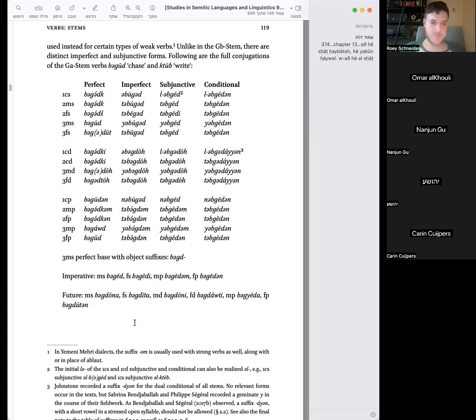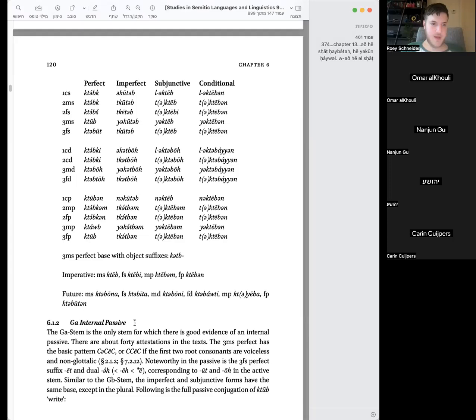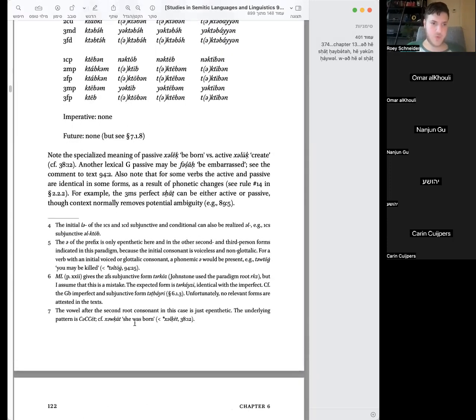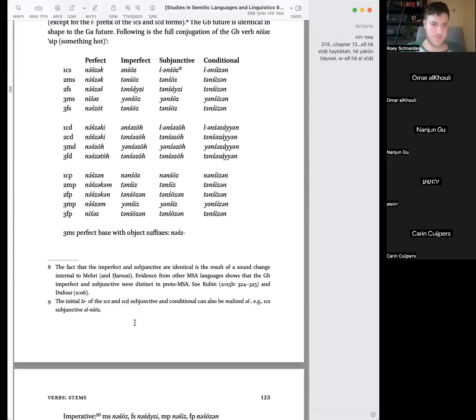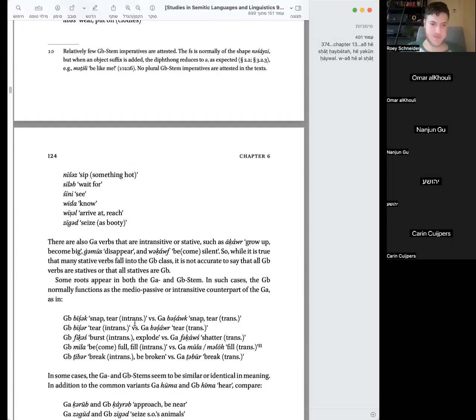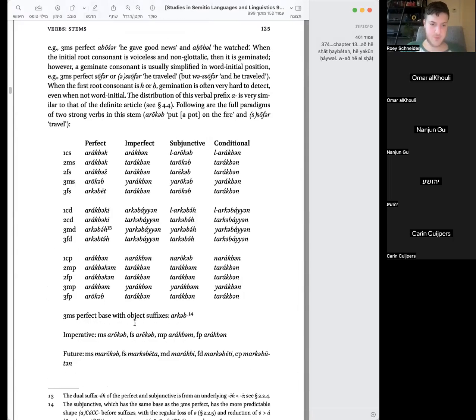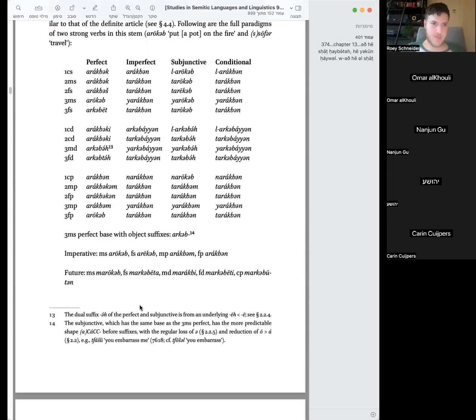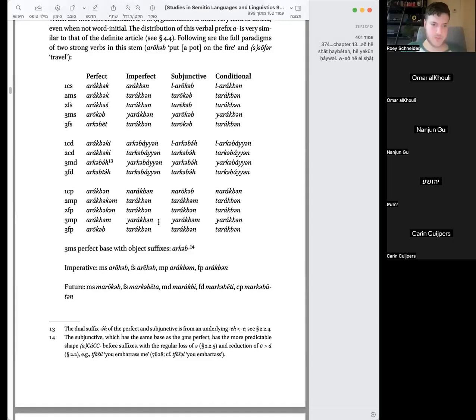I wish I knew. In the other stems, we have this future as well. So for example, in the GB stem and in the G passive, it's exactly the same. So Bigdona, Kitbona, Rikbona, and so on. In the DL stem or the H2 stem, it is Marokib, Markabeta, Marakbi, Markbeti, Markbuten.